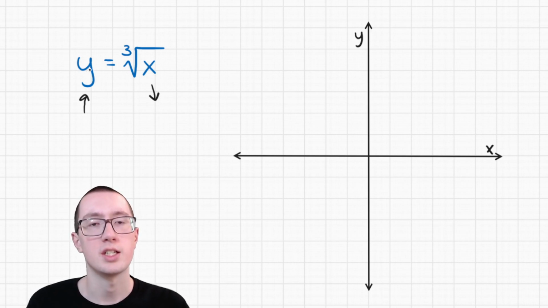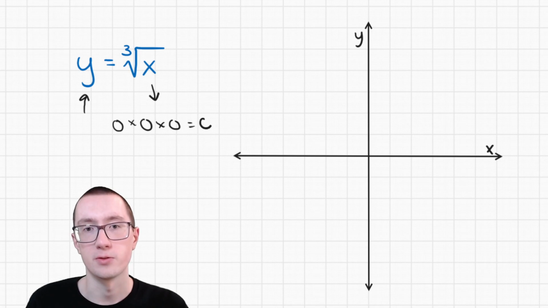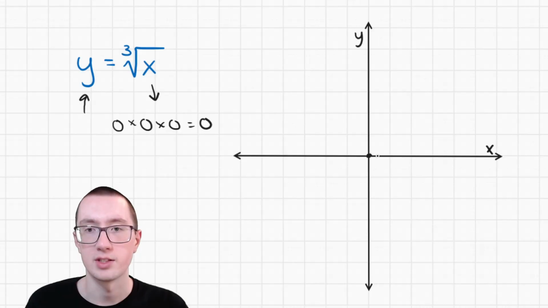To do this, we just need to think what number, if we take the cube root of it, will give us 0. Well, remember that the cube root means multiplying it 3 times to get to that number. And 0 times 0 times 0 is still 0. So the cube root of 0 is 0. So we can plot a point right here in the middle of our graph because it's 0 to the left or right and 0 up and down.